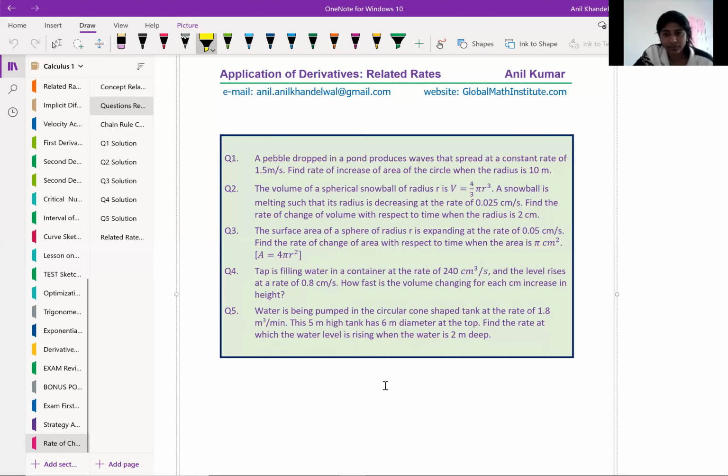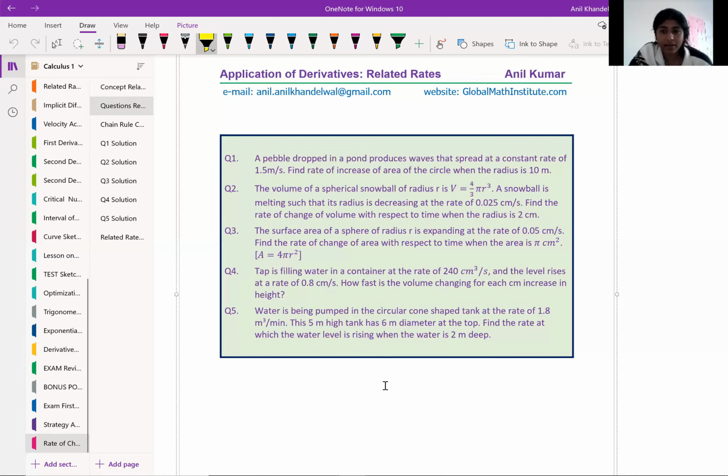Question number 2. The volume of a spherical snowball of radius r is V equals 4/3 pi r cubed. A snowball is melting such that its radius is decreasing at the rate of 0.025 centimeter per second. Find the rate of change of volume with respect to time when the radius is 2 centimeters.